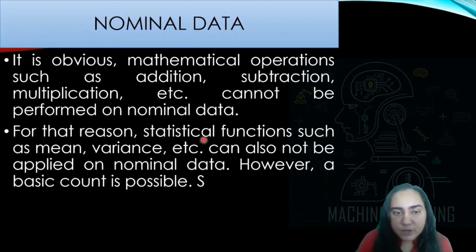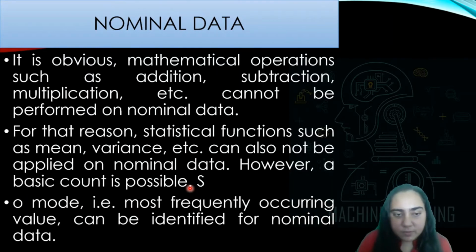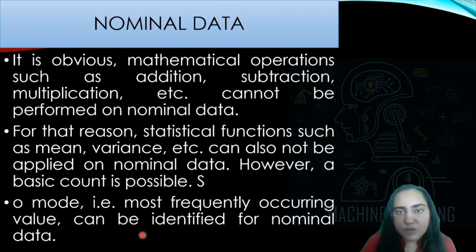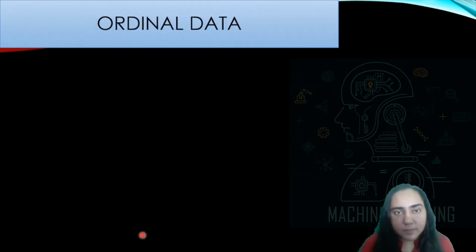Also, statistical functions like mean, variance, standard deviation also cannot be applied on the nominal data because they don't have any numbers. But you can perform count. You can count how many people with O blood group type or A blood group type are there. Okay. Mode can also be identified. How many times O blood group is coming? How many times A is coming? So which is the most frequently occurring blood group? So you can apply mode, you can apply count, but you cannot apply mean and variance to nominal data.